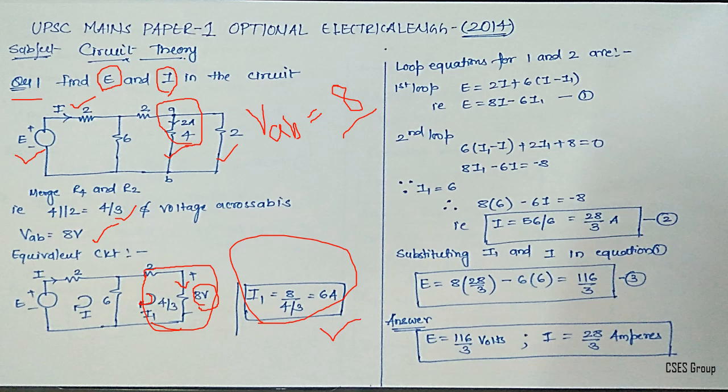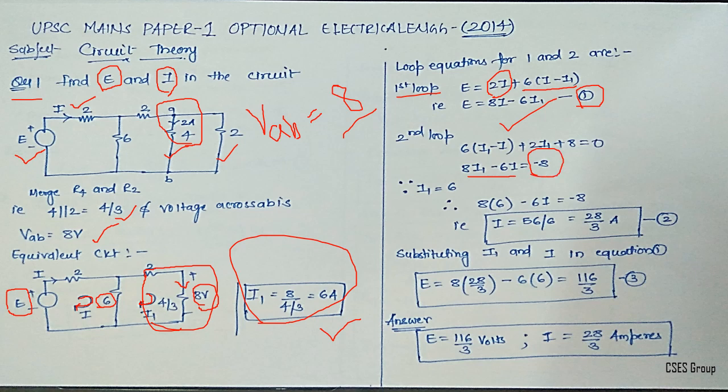Now let us write the loop equation for the first loop, the left hand side loop, which is E is equal to 2 into I plus 6 into (I minus I1), because this 6 is shared between these two loops. Hence, you will get E is equal to 8I minus 6I1. Let's call this equation number 1. Now go to the second loop. The second loop equation comes out to be 8I1 minus 6I is equal to minus 8.